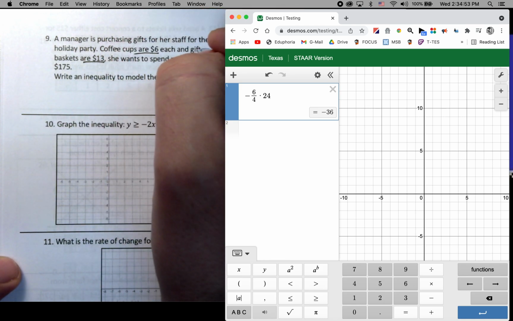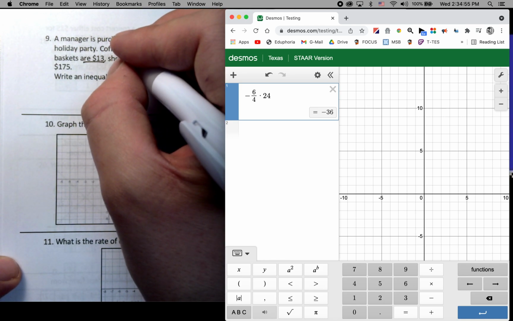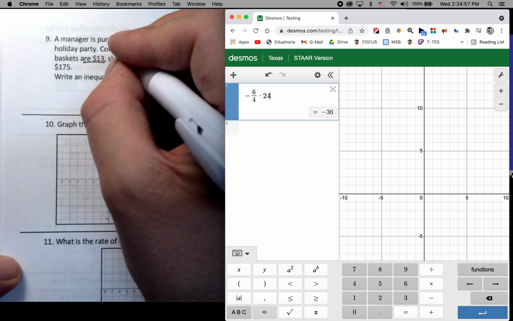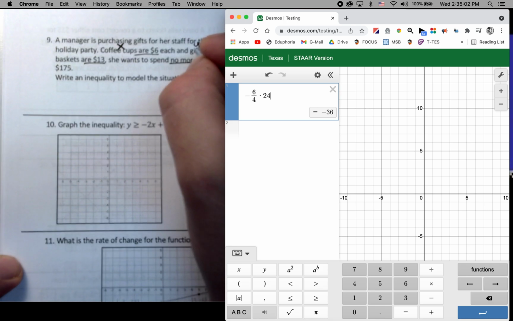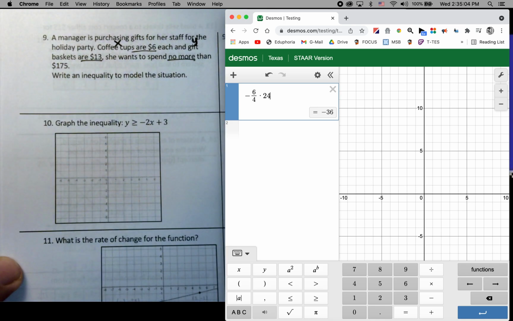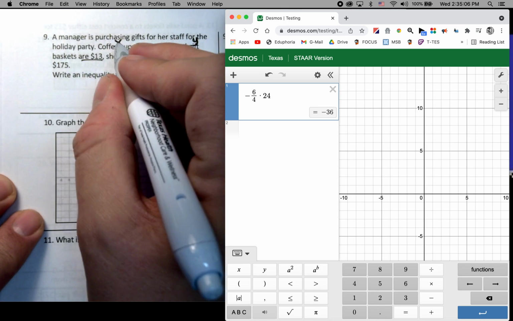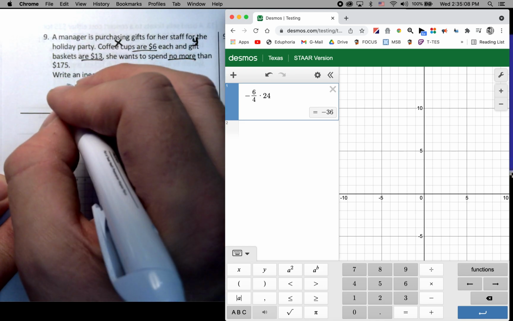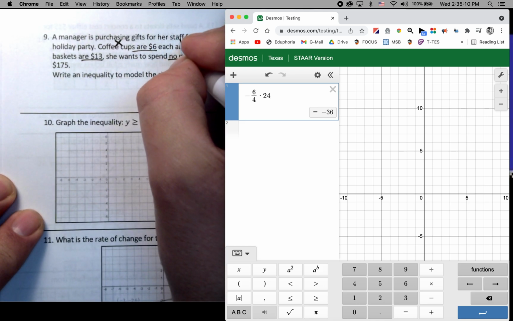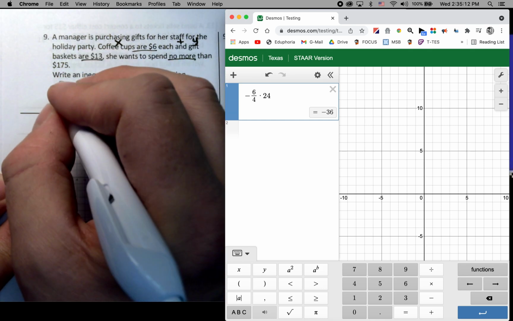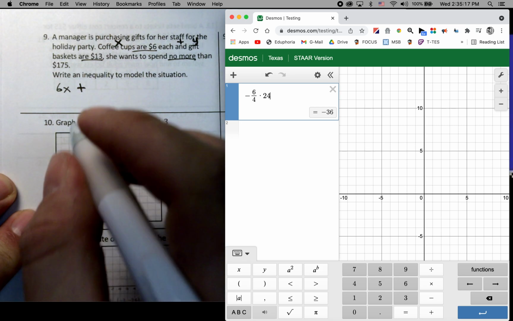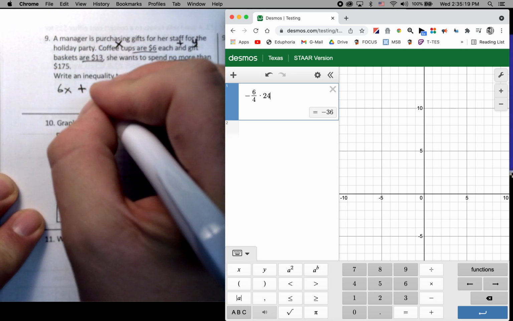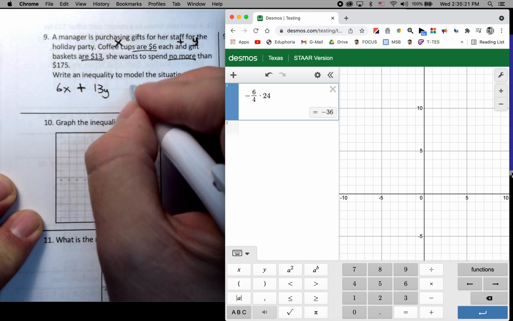Okay. So I could assign them X and Y. Coffee cups came first, so I'm going to assign that to be X. Gift baskets came second, so I'm going to assign those to be Y. Okay? All right, and I know these are 6, and I know these are 13, and the 'and' means plus. Okay? So I got 6X plus 13Y, and then 175.